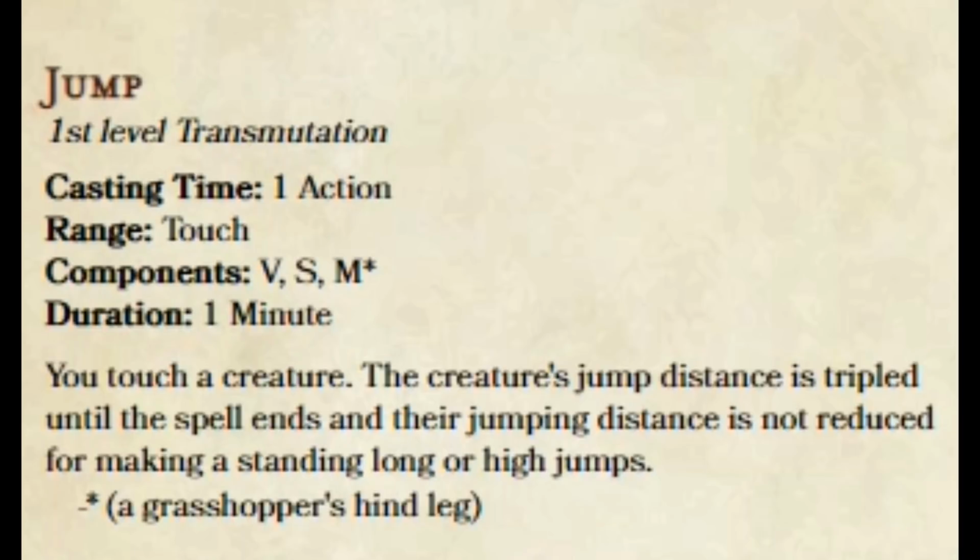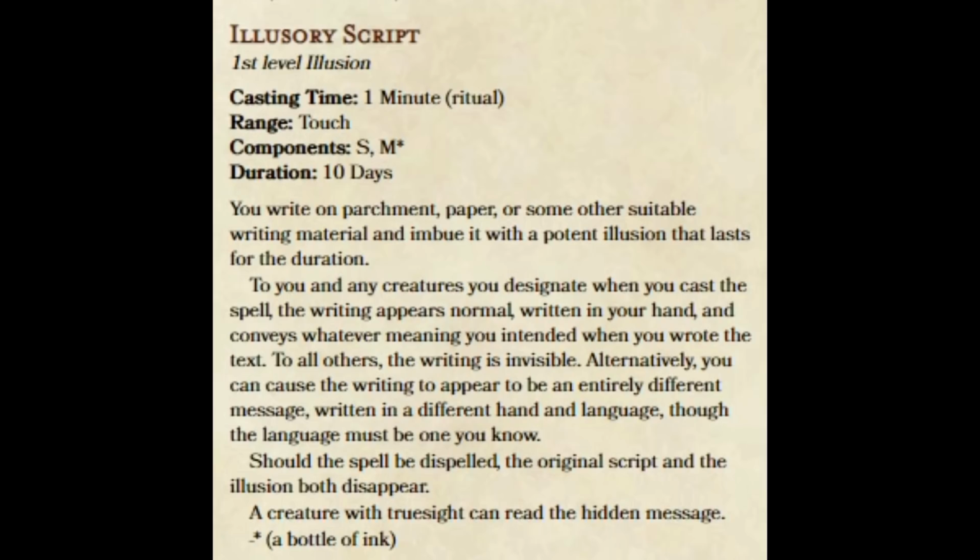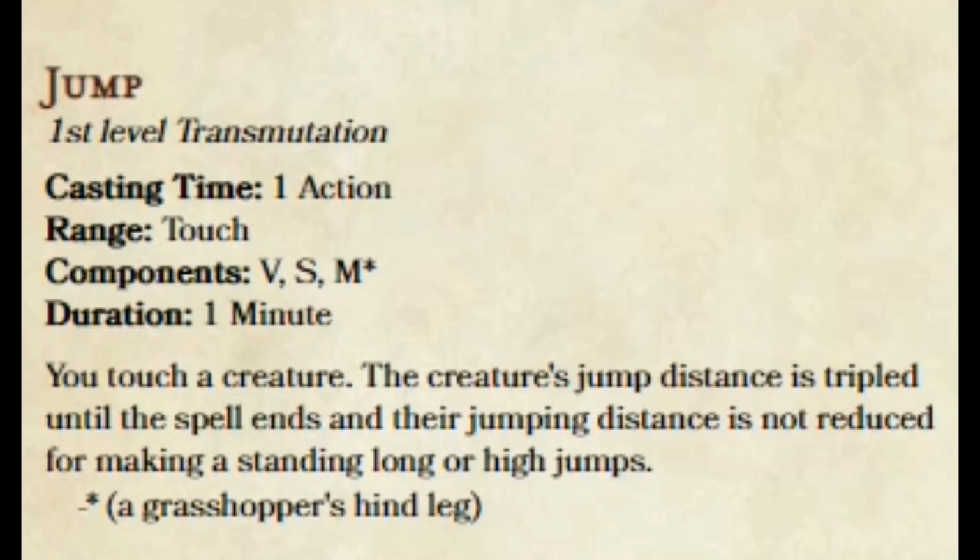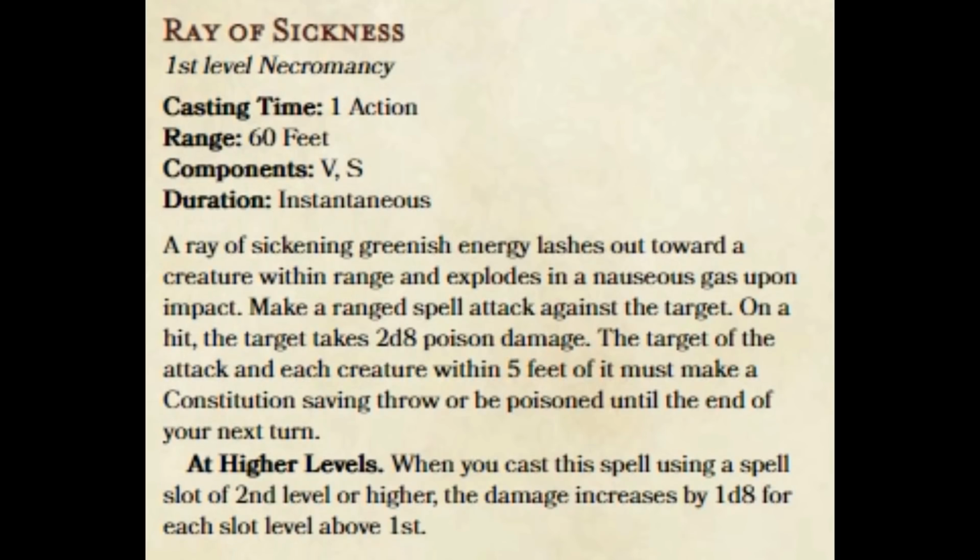So what I've done is you touch a creature. The creature's jump distance is tripled until the spell ends, and their jumping distance is not reduced for making standing, long, or high jumps. This is very similar to the original spell. The only change I've made is that their jumping distance is not reduced for making standing, long, or high jumps. This just adds a little bit of flexibility to the spell, so this is a small bump. Then we get to a spell that I thought needed a bigger bump, and that is Ray of Sickness.